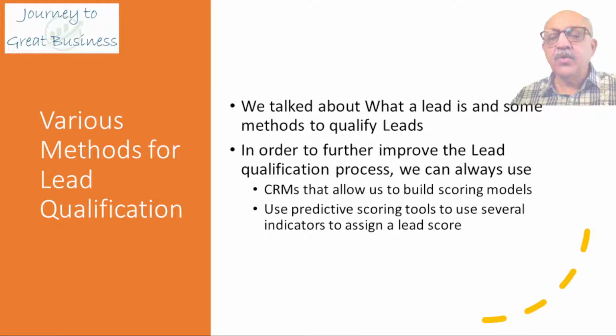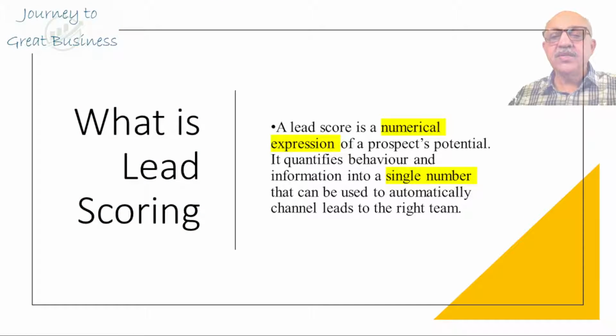So in order to rate the leads, there are many tools that are available. There are many CRMs that are available. There are many predictive tools that are available. All of these help us to get to a number that tells us how important or how unimportant this lead is. And this number is called a lead score. So what is a lead score?